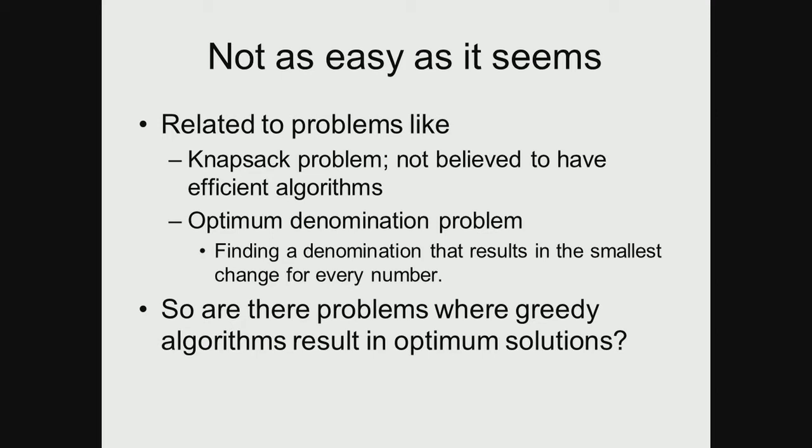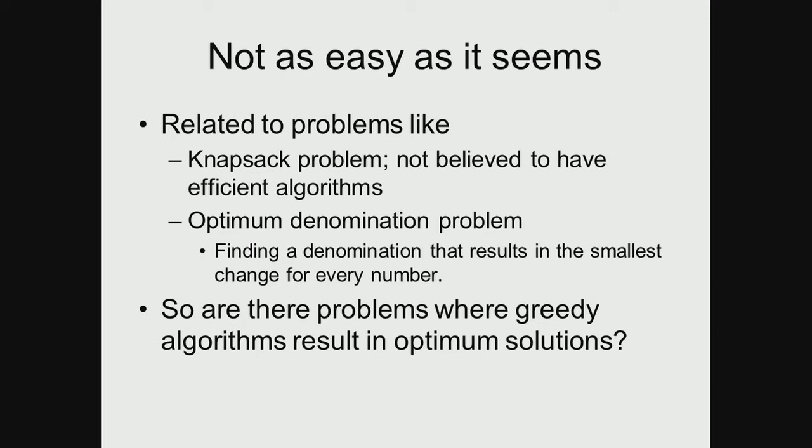For example, there is a problem called the knapsack problem. It does not have efficient algorithms to date. It is believed not to have efficient algorithms. There is also the optimum denomination problem, which is actually a problem faced by currency designers, where the question is, what is the best denomination to ensure that for every number you get the smallest possible change by our approach.